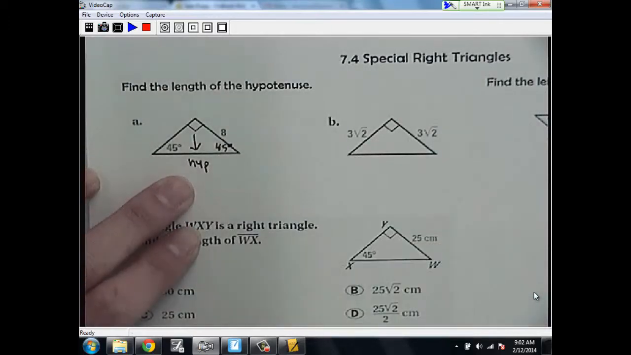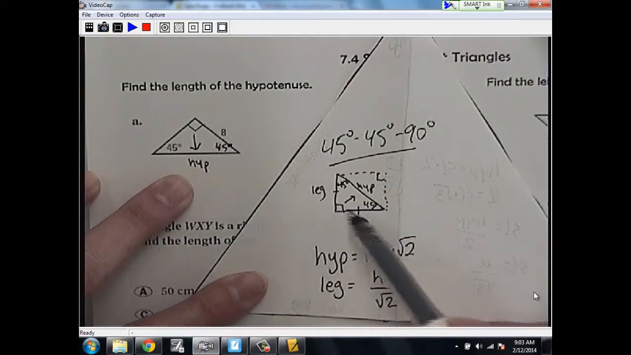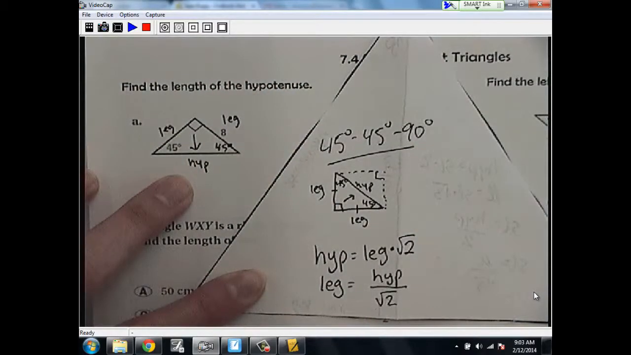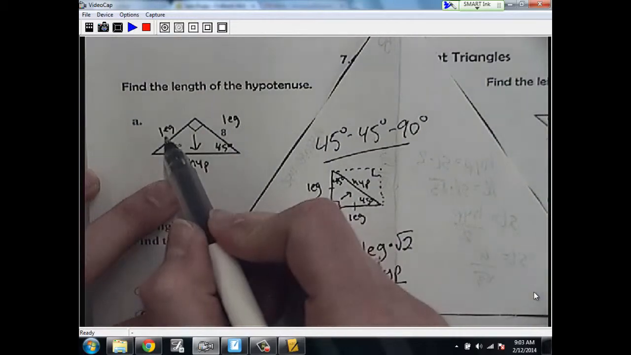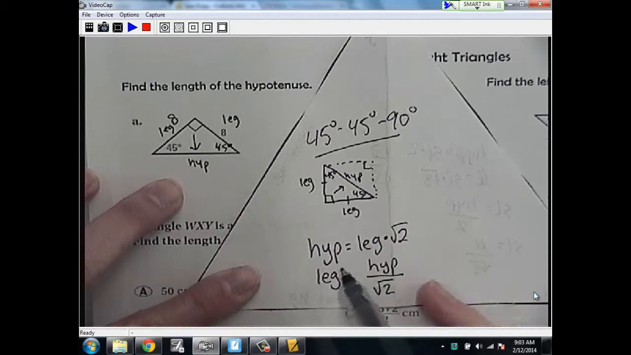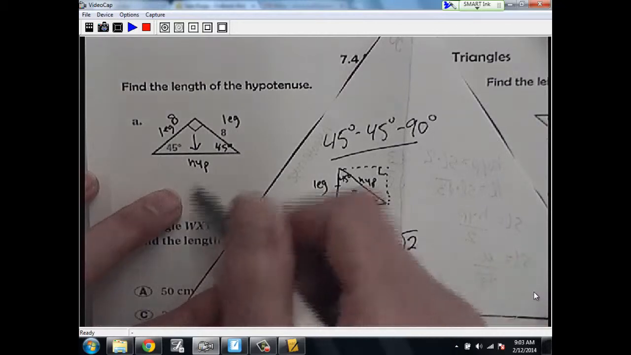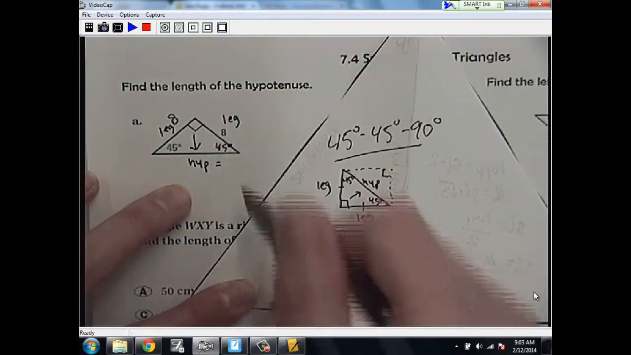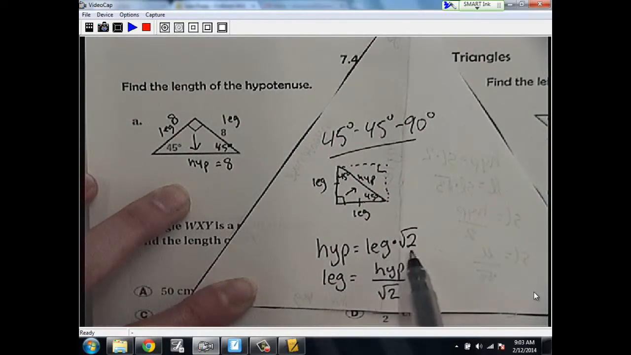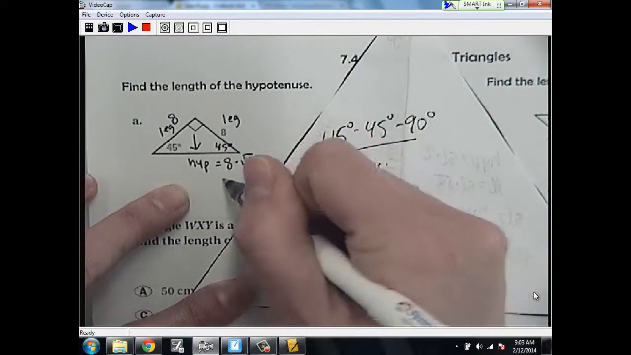So if this is my hypotenuse, because it's 45, 45, 90, I have two legs and they're both the same. So this is a leg and this is a leg. If this is 8, how big is this one? 8. And my hypotenuse, how do I find hypotenuse? It says take your leg and times it by the square root of 2. So my hypotenuse equals the leg, which is 8, times the square root of 2.